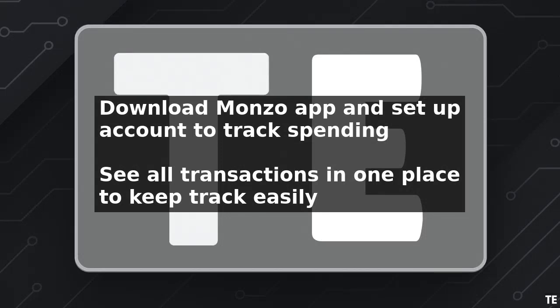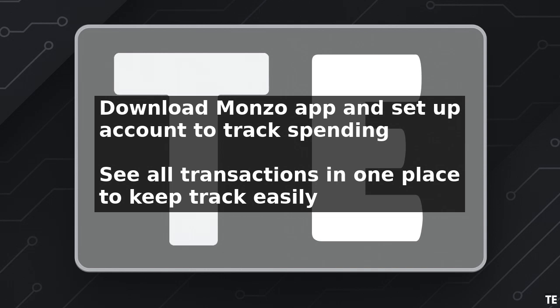To use Monzo to budget, start by downloading the Monzo app and setting up your account. Once you have done this, you will be able to see all of your transactions in one place, making it easier to keep track of your spending. The first step to budgeting with Monzo is to set a target for how much you want to spend each month. You can do this by going to the budgeting section of the app and setting a monthly spending limit.